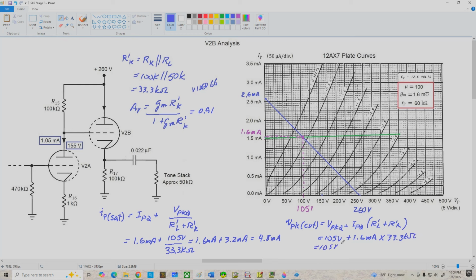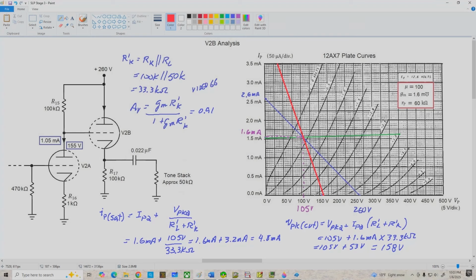That's 105 volts plus, this works out to be about 53 volts for a total VPK cutoff of 158 volts. All right, so let's switch to red and we'll plot, well, we can't plot this end, but we'll go from VPK cutoff 158 up through the Q point, and that's going to look about like this. And if we extended this axis up, it would probably intersect really close to 4.8 milliamps. But there is our AC load line.